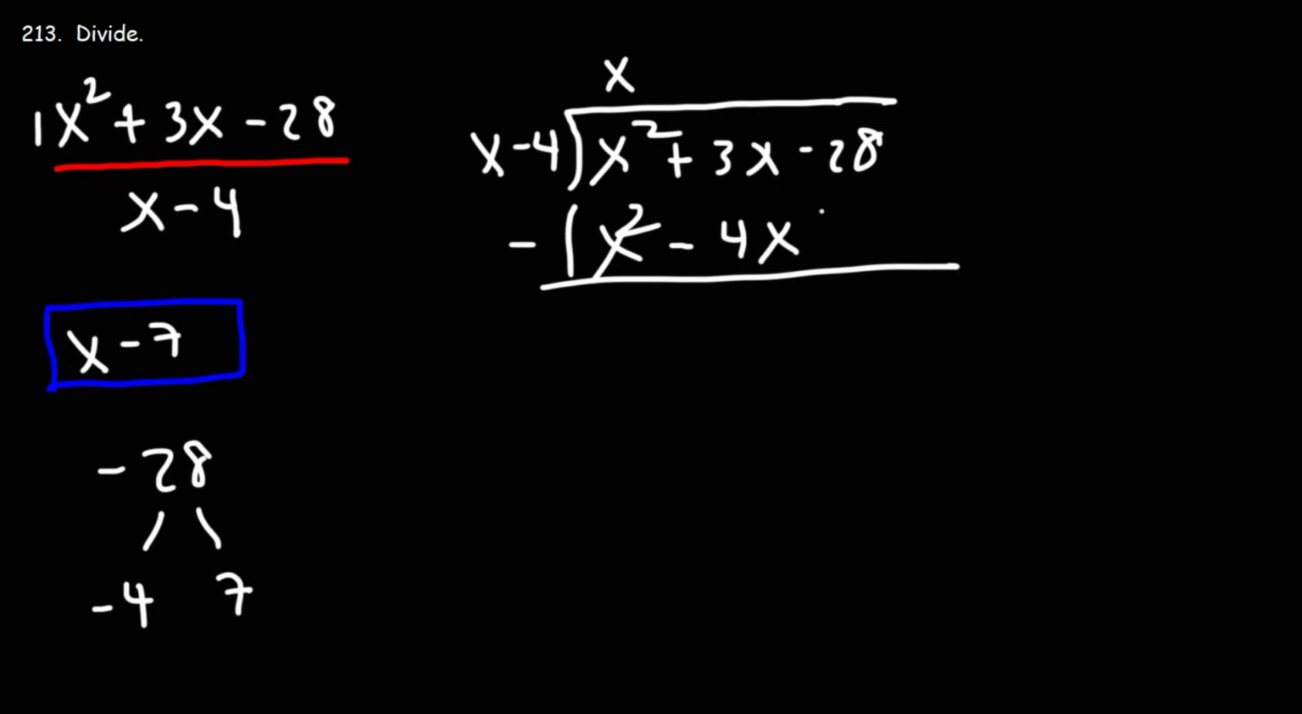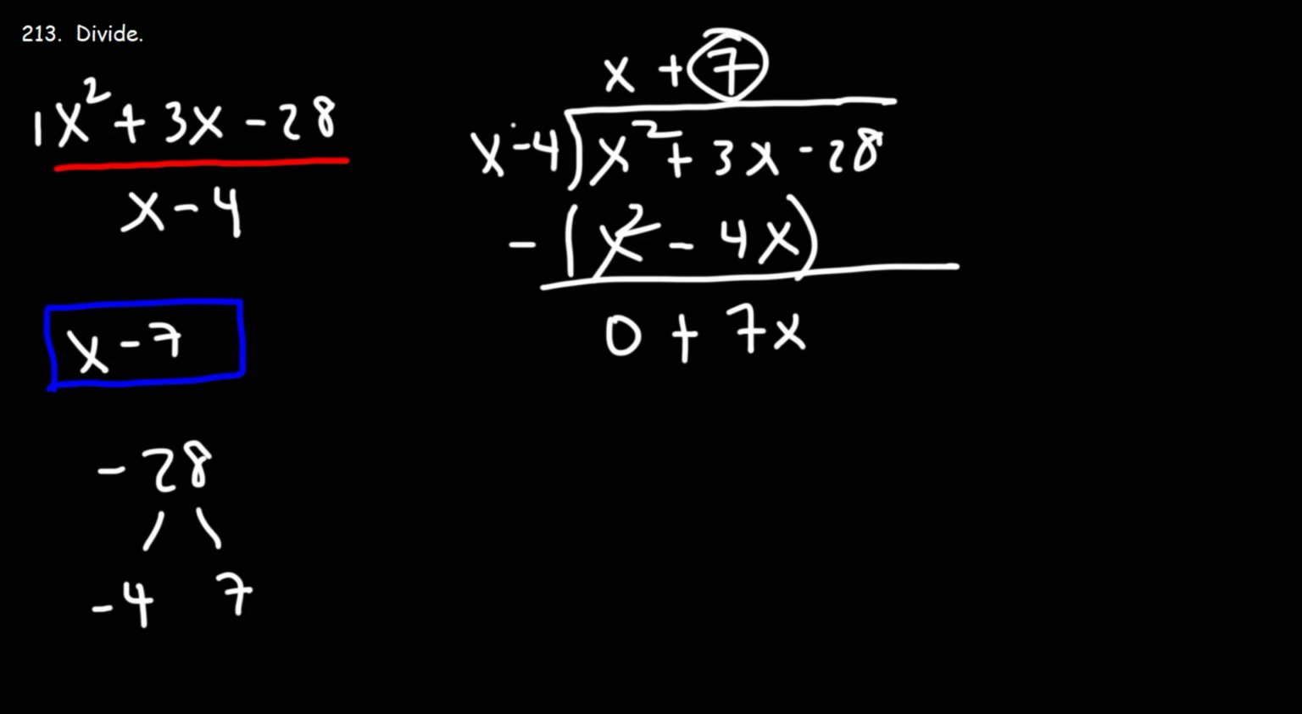We need to put this in parentheses. X squared minus x squared, that's going to cancel and be 0. 3x minus negative 4x, that's 3x plus 4x. The two negatives become a positive. That gives us 7x. Now 7x divided by x, that's 7, positive 7.